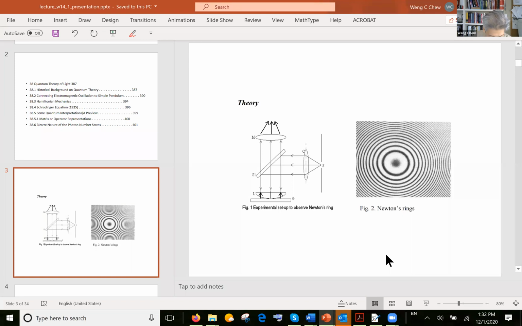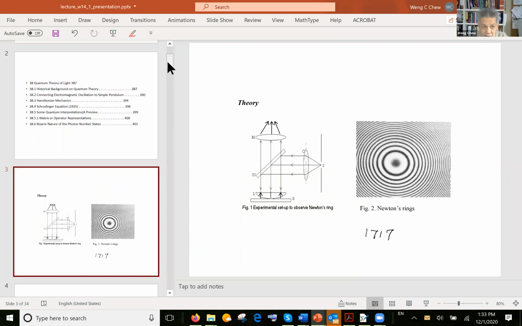Okay, this is the Newton ring experiment. This was done about 1717. Newton showed that if you have two light waves, like if you have an object and you focus it so that it gets reflected off the lens, you can see an interference pattern due to the different path length of the light, forming what is called Newton's ring. And that was a clear signal that light is a wave.